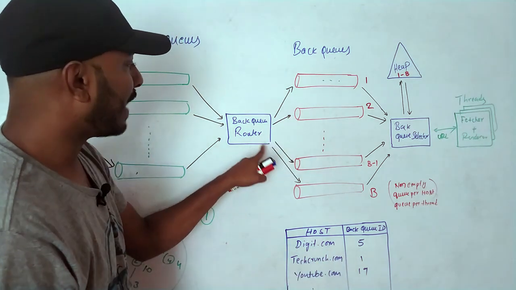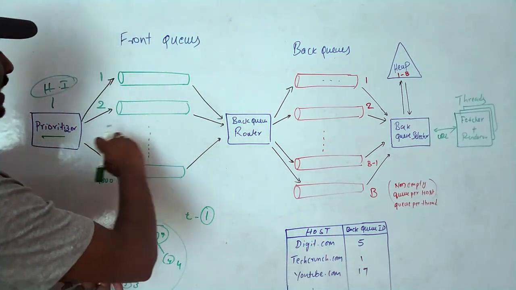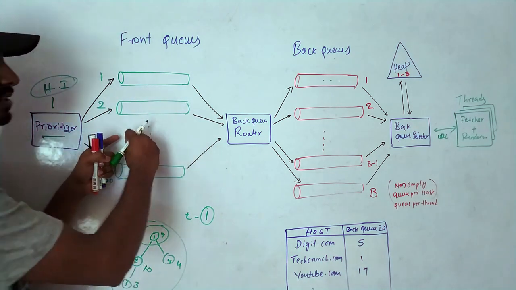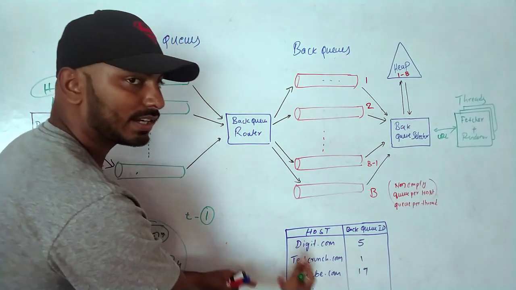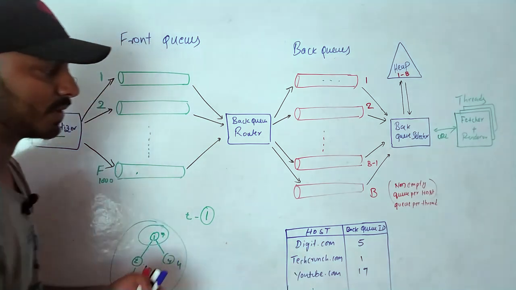Maybe we completely fetched all the URLs in techcrunch.com. That means the back queue router will know that, okay, techcrunch.com, we finished it. So it gets the next priority queue, which has a lot of URLs. It fills in, updates the table, and everything keeps on working the way it was supposed to.